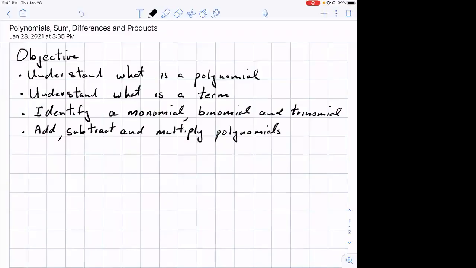Hey there. Today we'll look at polynomials, sum, difference, and products. So the objective is to understand what is a polynomial, understand what is a term, identify a monomial, a binomial, and trinomial, and then we'll look at addition, subtraction, and multiplication of polynomials, okay?